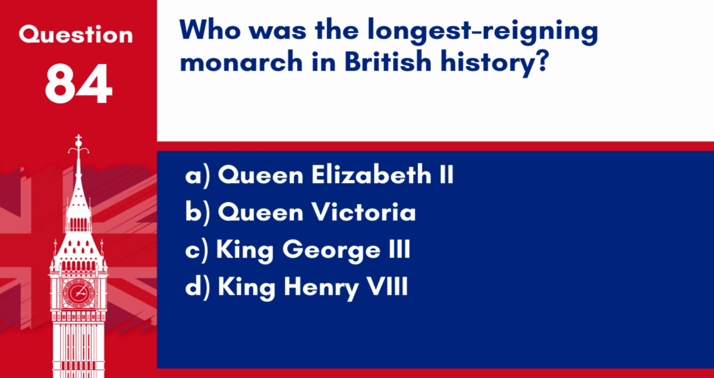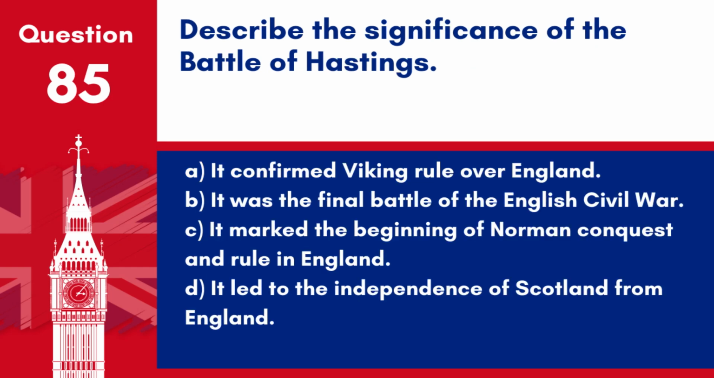Question 84. Who was the longest reigning monarch in British history? A. Queen Elizabeth II. B. Queen Victoria. C. King George III. D. King Henry VIII. Answer: A. Queen Elizabeth II. Queen Elizabeth II became the longest reigning monarch in British history, surpassing the reign of her great-great-grandmother Queen Victoria.